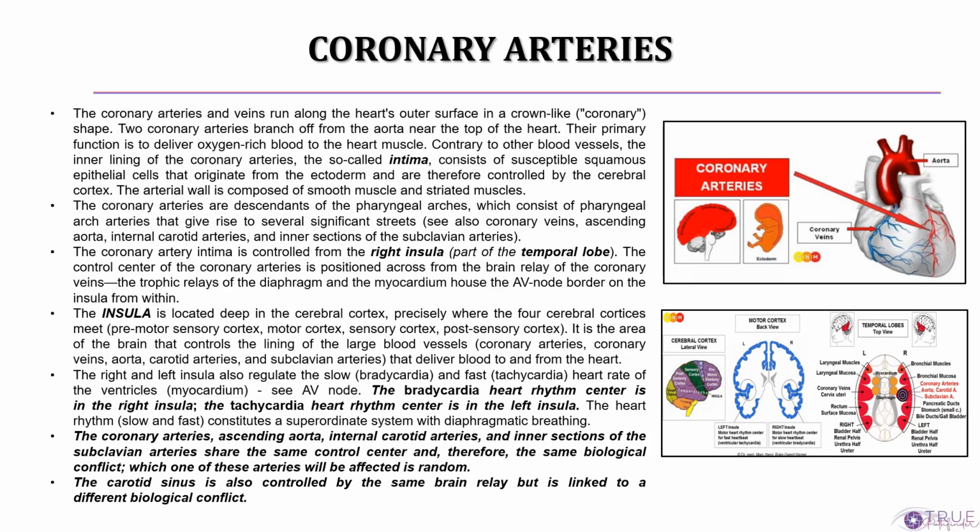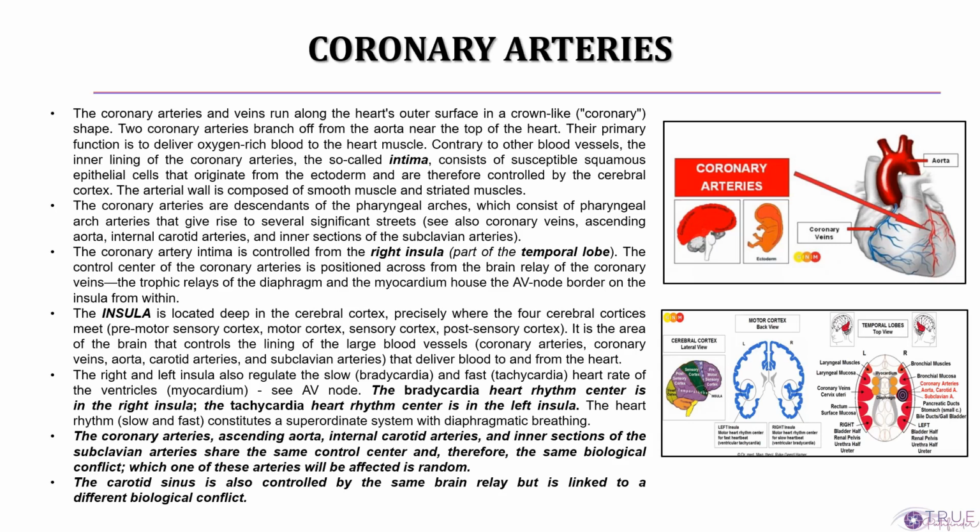The coronary arteries are descendants of the pharyngeal arches, which consist of pharyngeal arch arteries that give rise to several significant arteries. And the coronary artery intima is controlled from the right insula, which is part of the temporal lobe. The control center of the coronary arteries is positioned across from the brain relay of the coronary veins, the trophic relays of the diaphragm, and the myocardium house the AV node border on the insula from within.